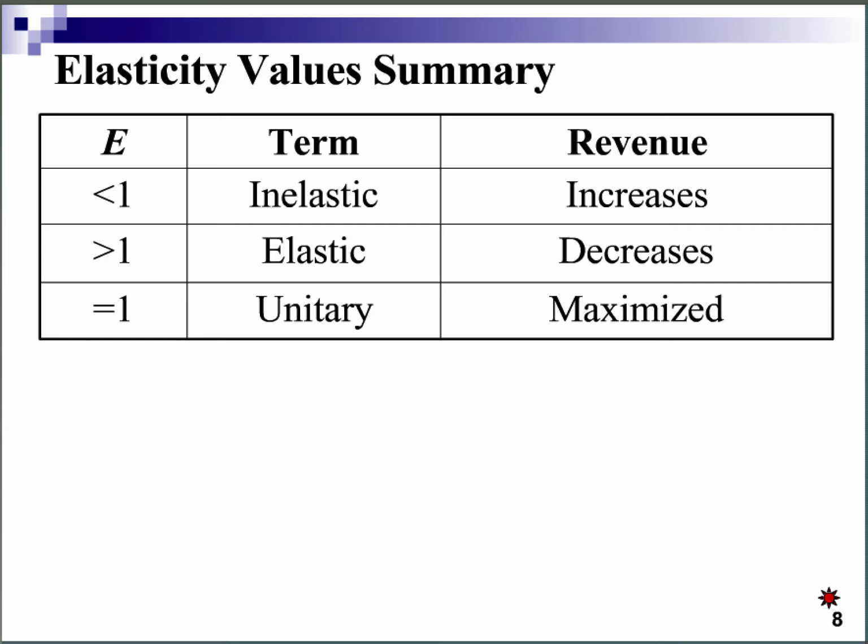So this table just gives us a quick little summary of the different phrases that we've just reviewed here. Keep in mind that if your e-value is less than 1, we call that inelastic. In that situation, a price increase will result in a total overall revenue increase. If elasticity value is greater than 1, we call that the elastic situation, and a price increase will lead to a revenue decrease. And then if you want to optimize your revenue, then you're looking for your elasticity value to be exactly equal to 1, which we call the unitary elasticity situation. So let's take a look at some examples.